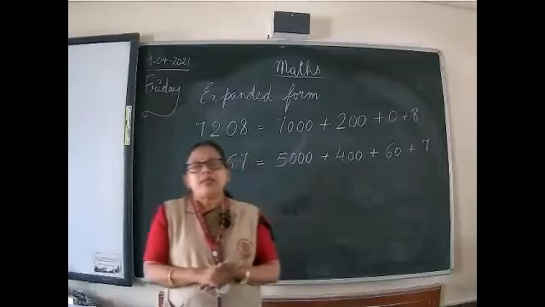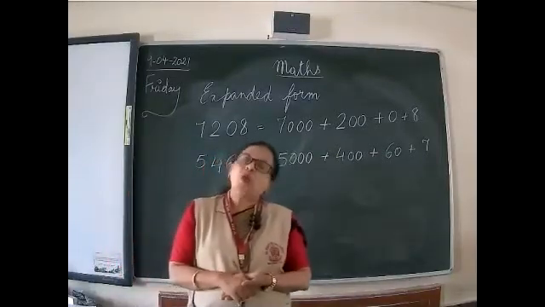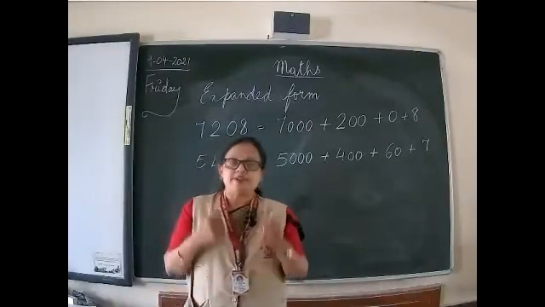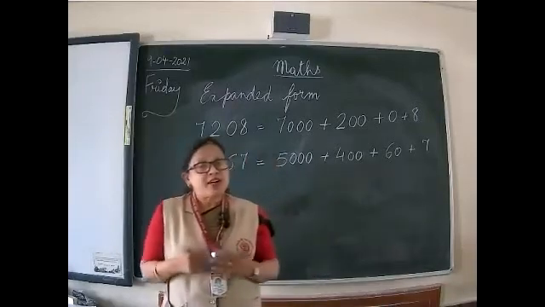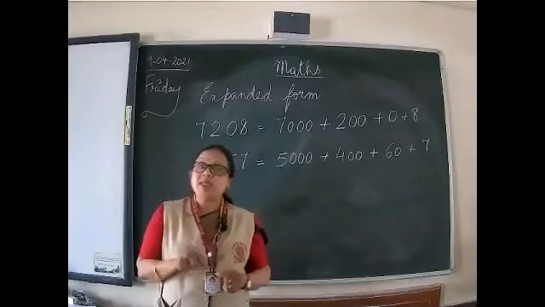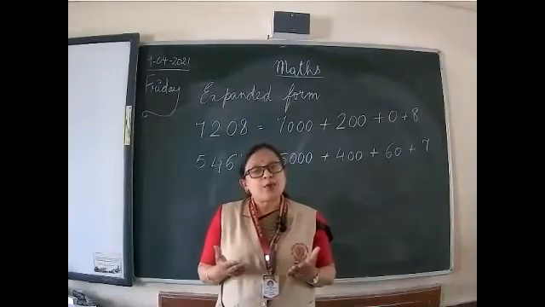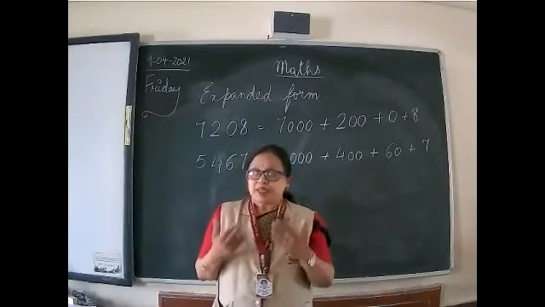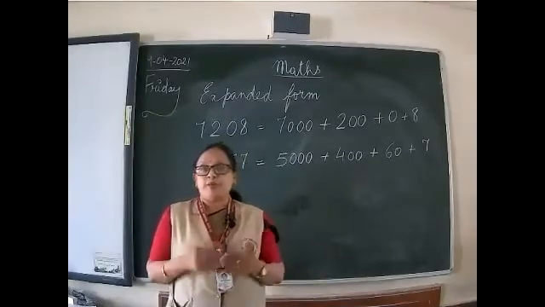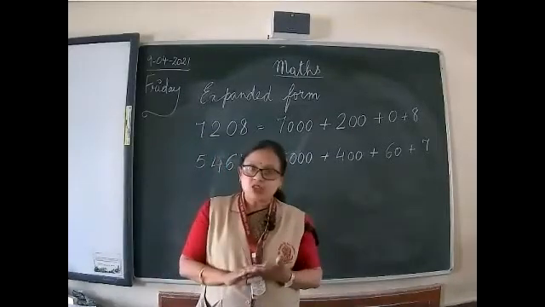Now, next we studied successor and predecessor. So what is a successor? Successor means the number which comes after the given number. And how will you find that? You will add 1 to the given number and you will get the successor. And next is predecessor. What does that mean? Predecessor means the number which comes one before the given number. And how will you find that? By subtracting 1. Is it clear to you, children?